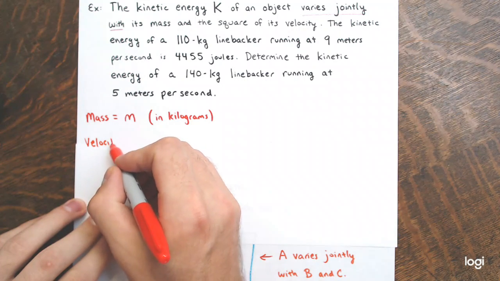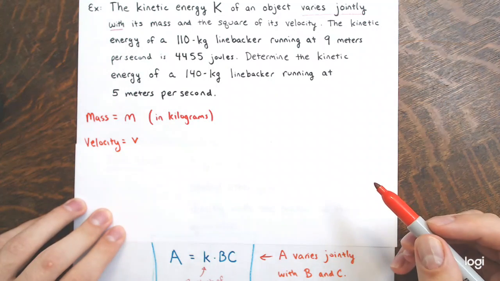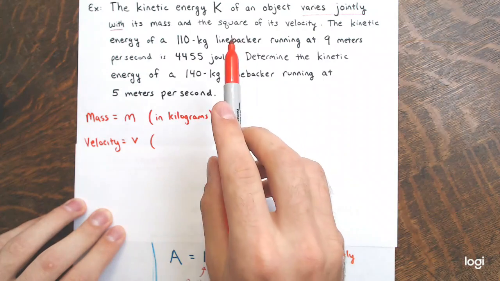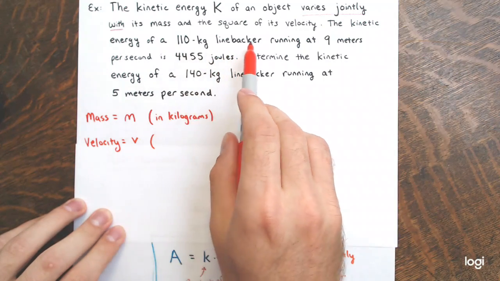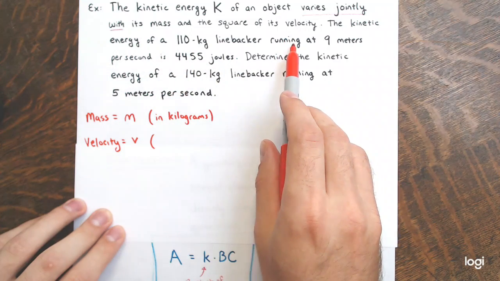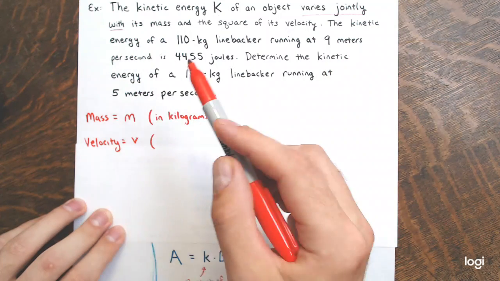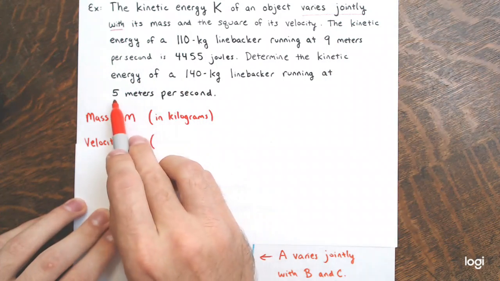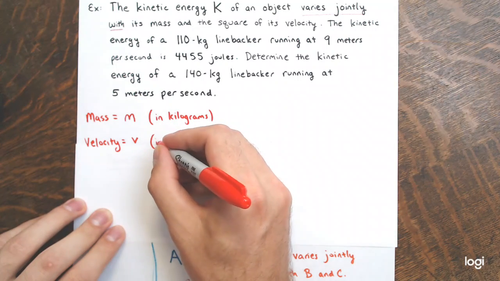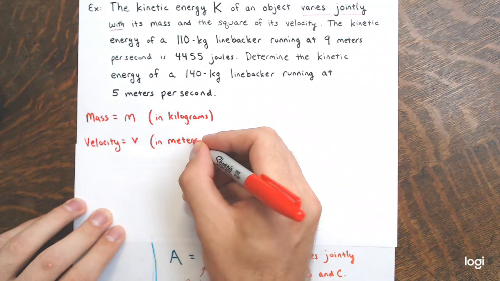Velocity usually is represented by just a lowercase v. And what are the units on that? Well, look at the velocities at which these linebackers are running in the next couple sentences. The kinetic energy of a 110 kilogram linebacker running at 9 meters per second, running at that velocity. Same thing later, running at 5 meters per second at the end. So it looks like the velocity units are in meters per second.